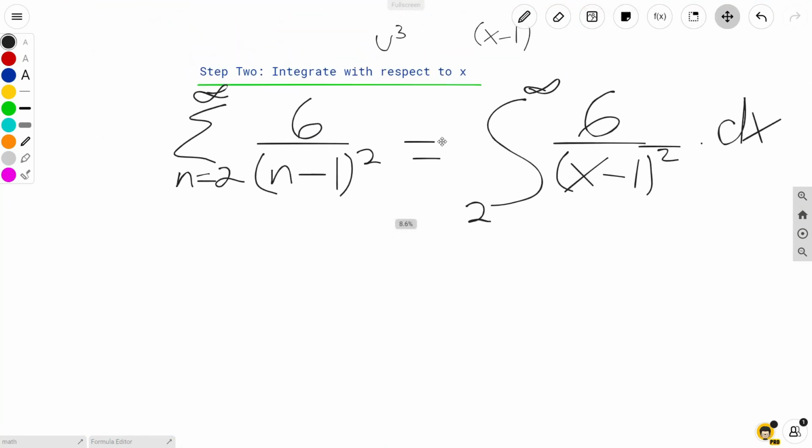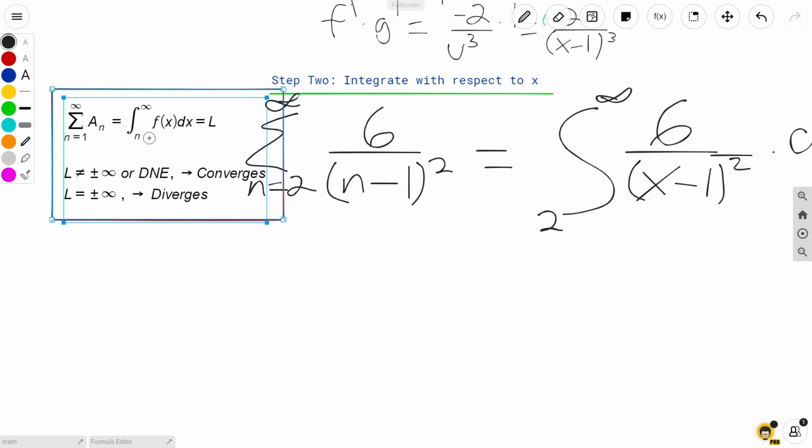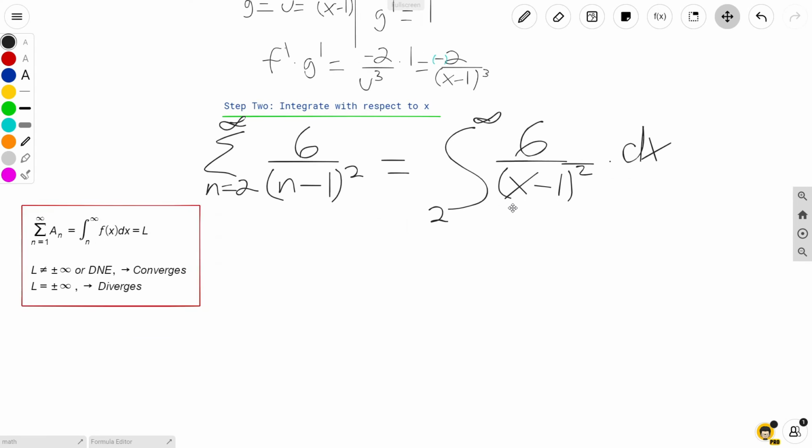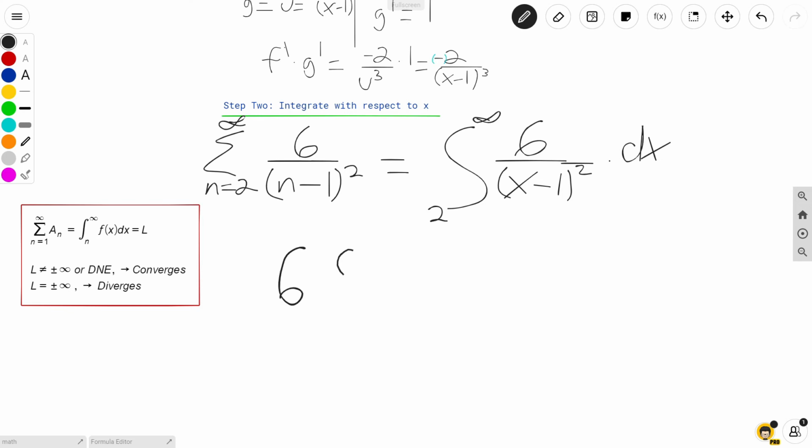That way you can see exactly what's going on. So I'll paste it right over here. So we have the integral right here of 6 divided by (x minus 1) squared. And now we're simply going to apply integration. So we're going to pull the constant out, as we always do, from 2 to infinity, and then we have 1 over (x minus 1) squared.